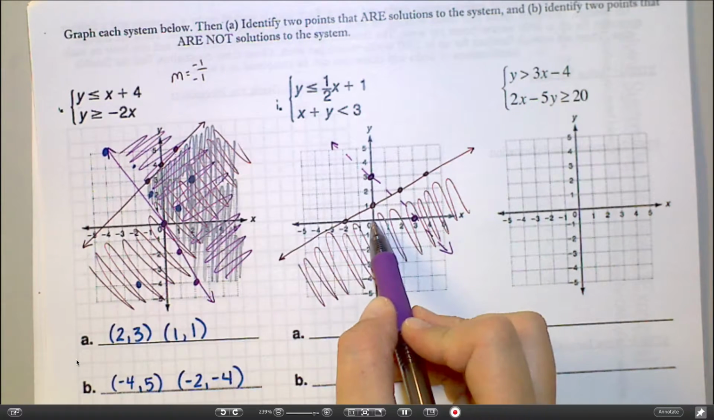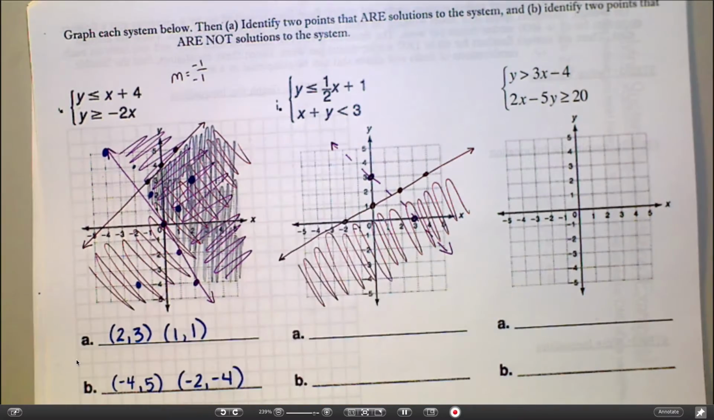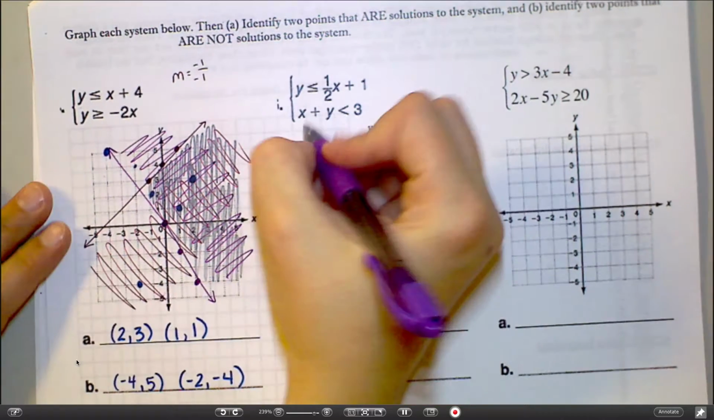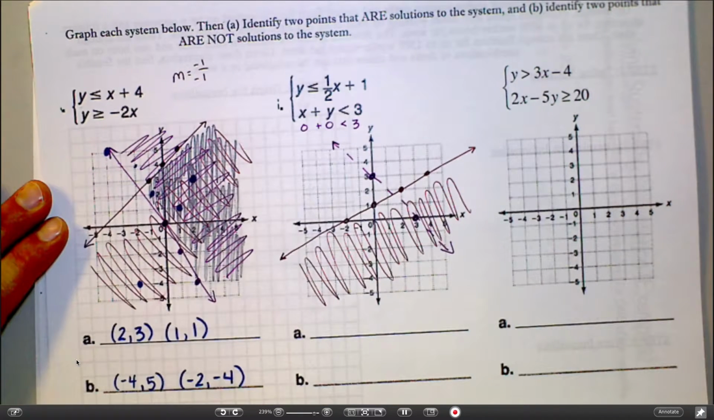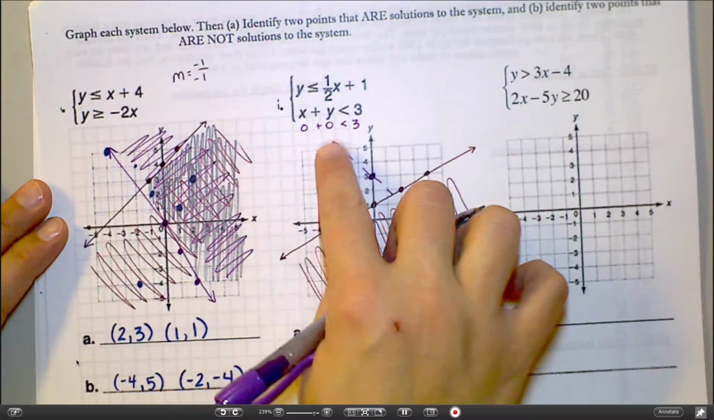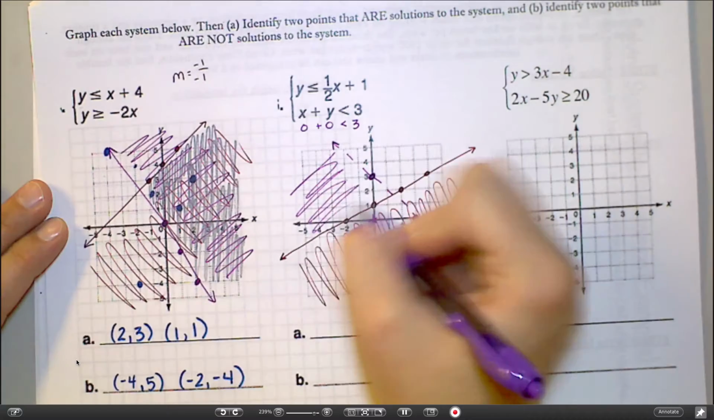I'm going to choose 0, 0. So if I plug in 0 and 0, is this a true statement? See what I'm saying? If I put 0 here and 0 here, is it true that 0 plus 0 is less than 3? Yes, so which side do I want to shade on? The side that has 0, 0 or the side that does not have 0, 0? Has 0, 0, because that's true, right? 0, 0 is right here, so I'm going to shade this side of my purple line.